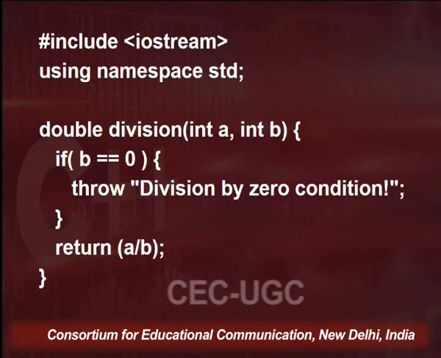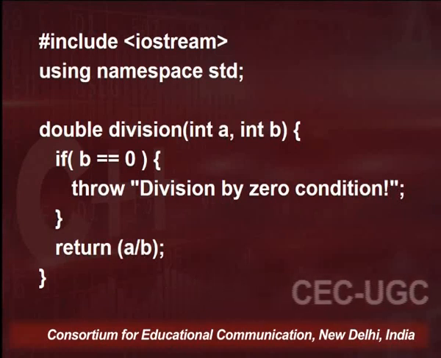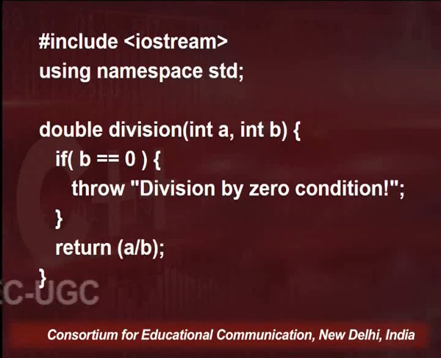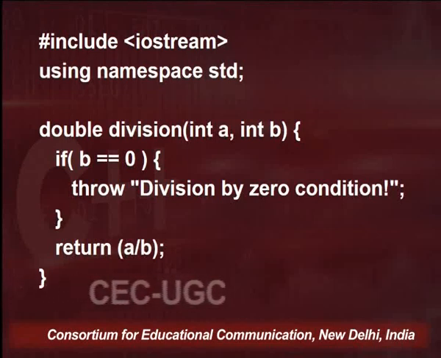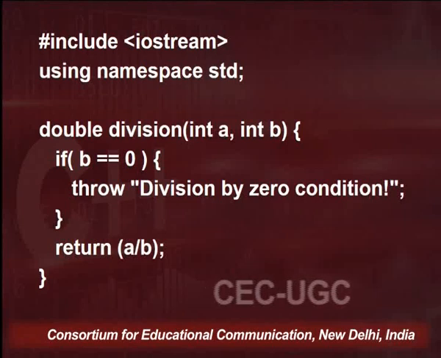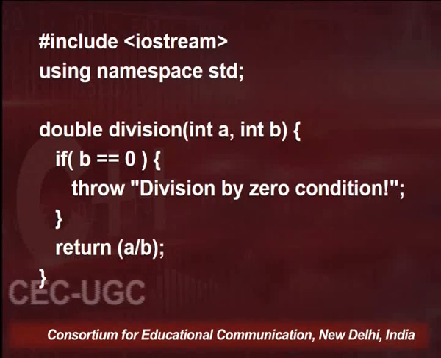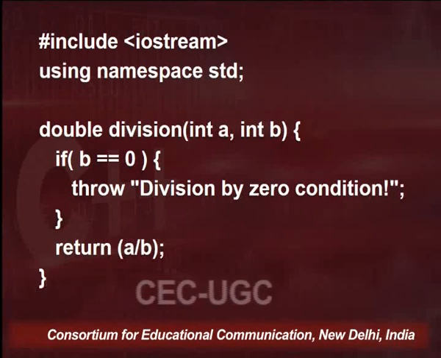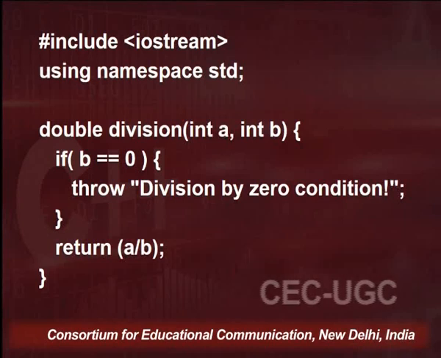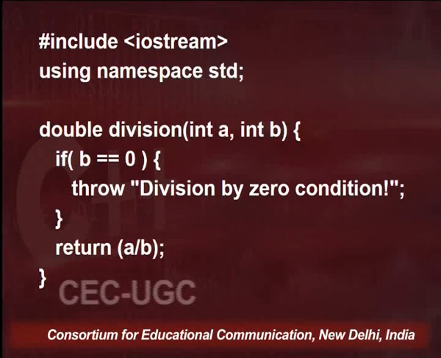So the function division is going to take two parameters, integer a and integer b, and if b is equal to 0, then, in the dynamic situation at runtime, it is perfectly possible that b is given as 0 by a user, or maybe because of some calculation the value of b, which is our denominator, is coming to 0.